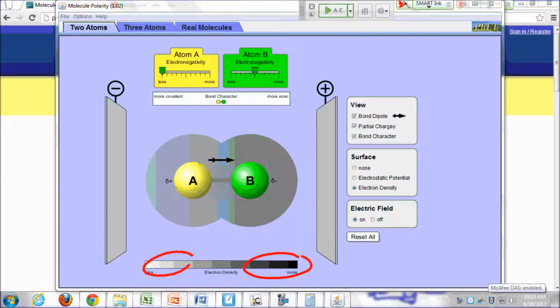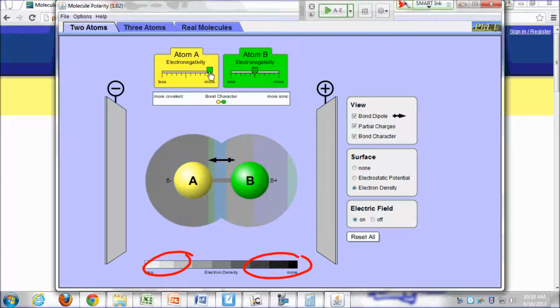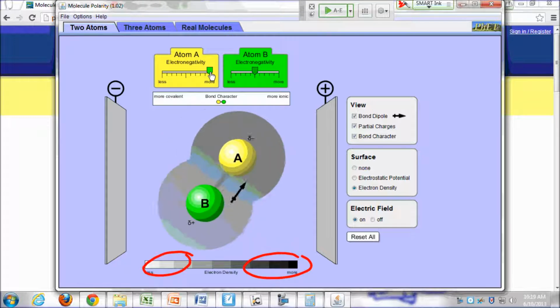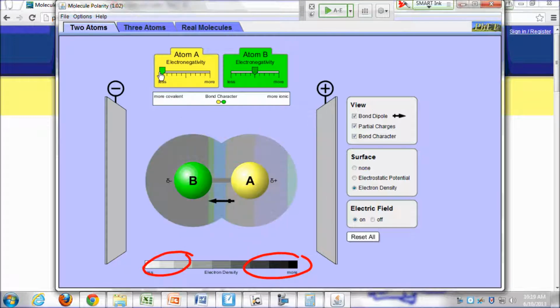On the B side than it is on the A side. All that is telling you is that there's a higher electron density around the B atom. We say B is more electronegative. What happens if I make A more electronegative than B? I drag this one over here. What do you notice? Ooh, what happened?